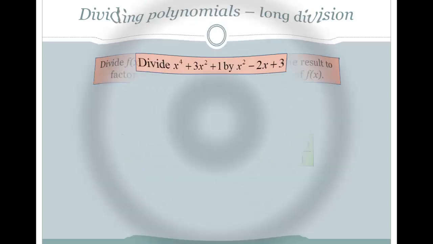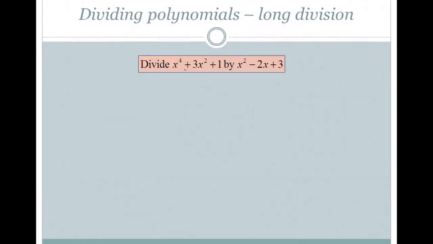Let's do one more example. I want to divide x to the 4th plus 3x squared plus 1 by x squared minus 2x plus 3. Be careful here, because I want to leave some spaces because there's no x cubed term and there's no x term here. So I'm better off leaving some spaces here and here. Okay? What do I multiply x squared by to get x to the 4th? I multiply it by x squared. Then I multiply this term by each one of these. And there I have that.